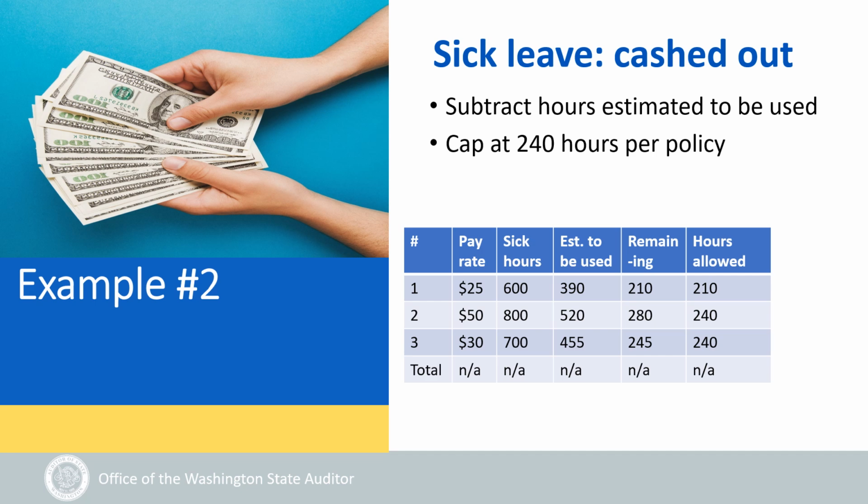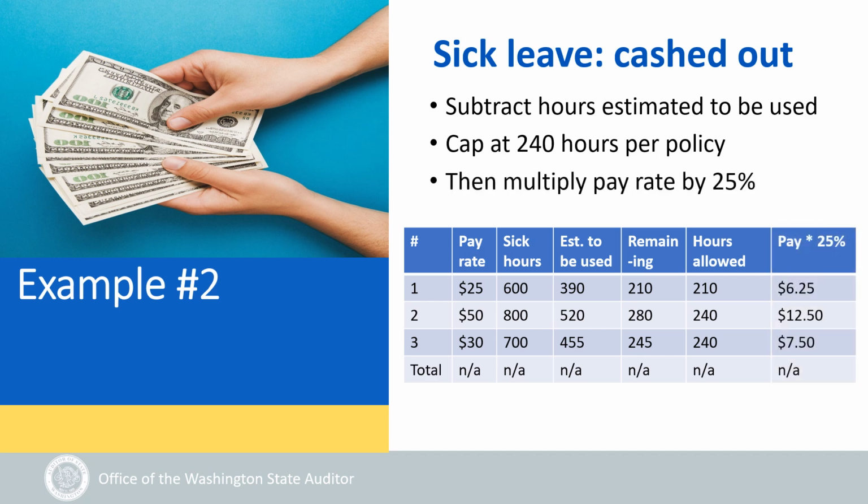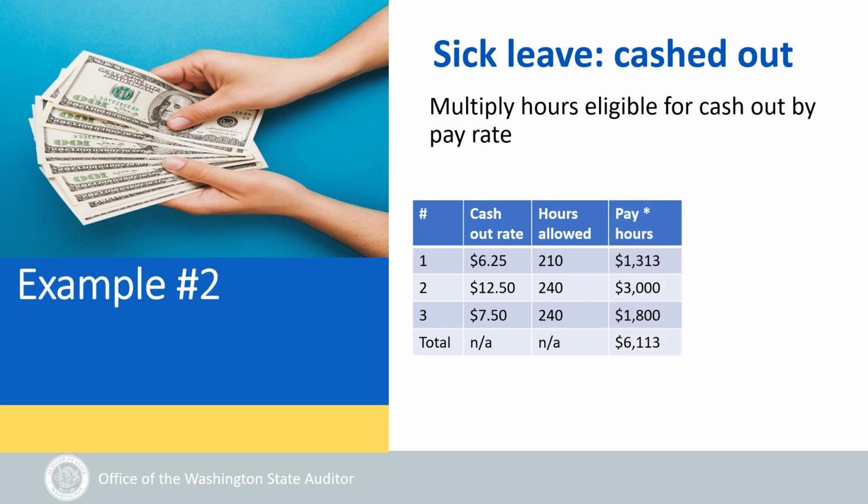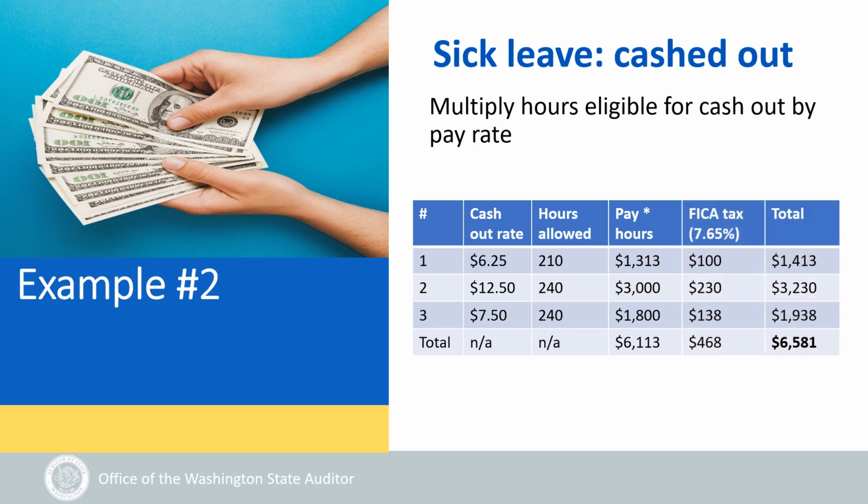Next, we multiply the pay rate by 25% because their policy says they use 25% of the pay rate for cashed out sick leave. We take the 25% cash out rate and multiply it by the total hours allowed to be cashed out, add our salary related payments, and you get the total sick leave to be cashed out of $6,581.